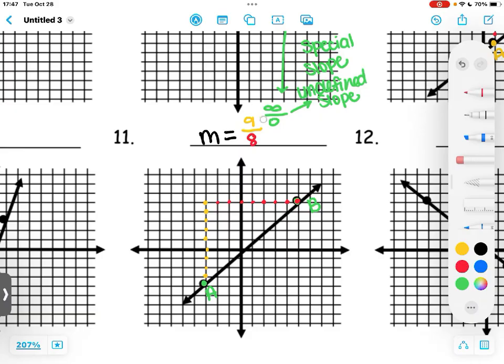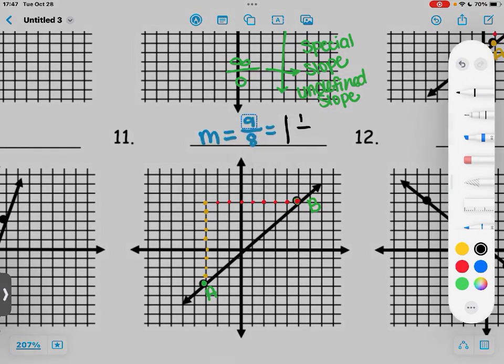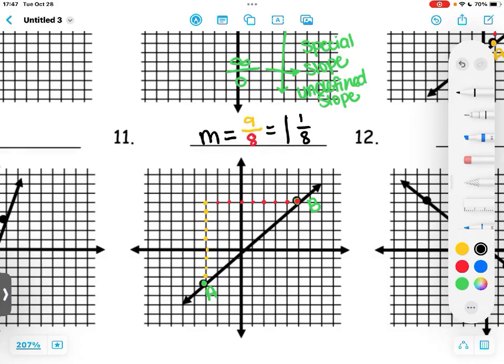For this one, there isn't much to simplify. I would even just leave it exactly like this. But in case your teacher does not like this, you could always just put it as 1 and 1/8. I personally like to keep it as an improper fraction because this tells me you go up 9 and then to the right 8. But I know some teachers like to go ahead and simplify. This would simplify down to a 1 and 1/8 slope.